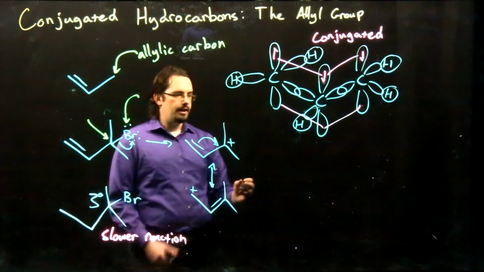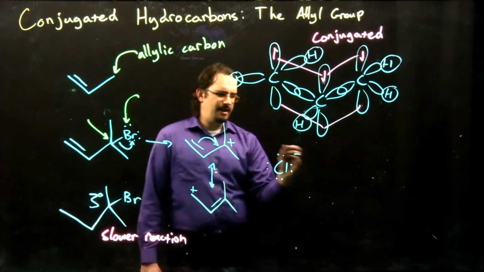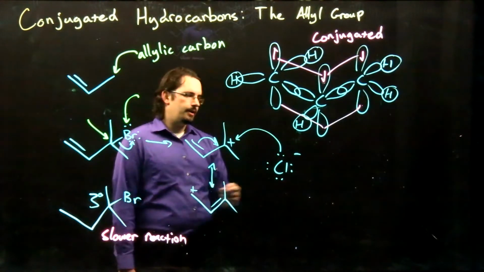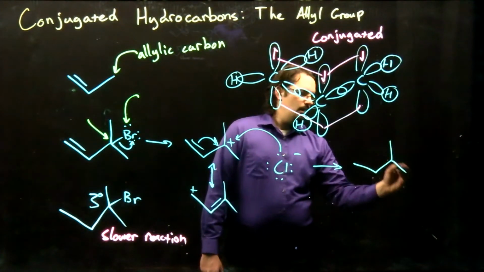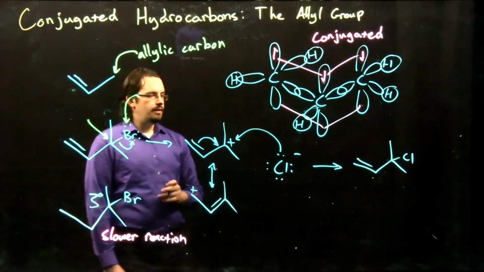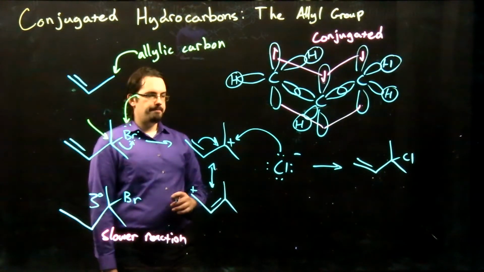So if, say, we had a chloride ion present to act as a nucleophile, this could attack our allylic carbocation, and we would get our new product from our SN1 substitution reaction in a very rapid reaction.